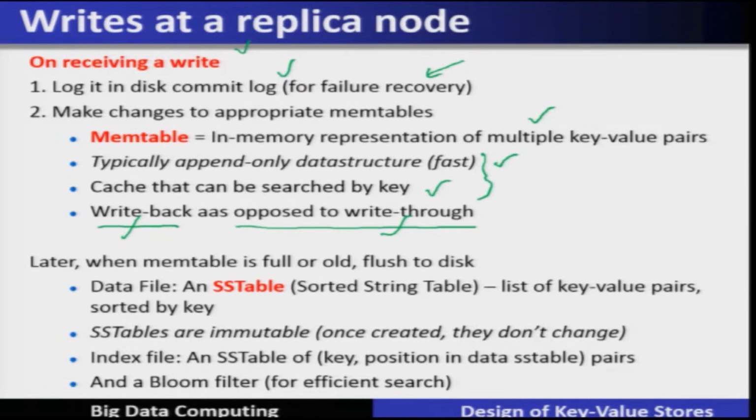Hence the write operations are lightning fast with this method of using a cache to write the multiple key-value pairs. Now, when the memtable becomes full or old, it is automatically flushed to the disk at a later point of time. The data file is stored in the form of an SSTable, which is nothing but a list of key-value pairs sorted by the key.